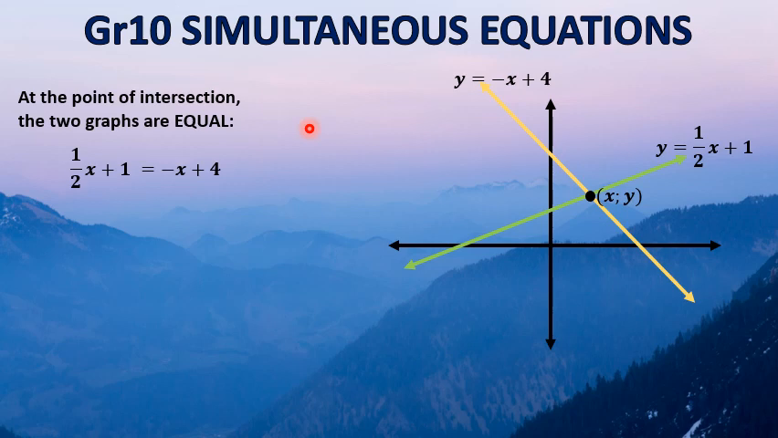Now, at the point of intersection, the two graphs are equal. So I've taken the right-hand side of each equation, y equals negative x plus 4, and represented it here on the right-hand side of this equation. And for the green graph that says y equals a half x plus 1, I've represented a half x plus 1 on the left-hand side of the equation. Essentially, I'm saying y is equal to y. Our two y values are the same, so our two equations at this point will be the same. Now we fortunately have a linear equation with only one variable, being x, and so we can solve for x.